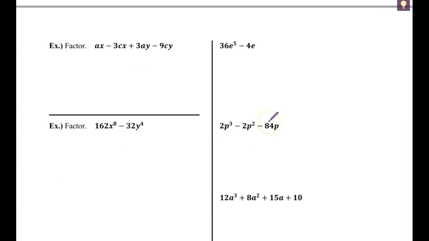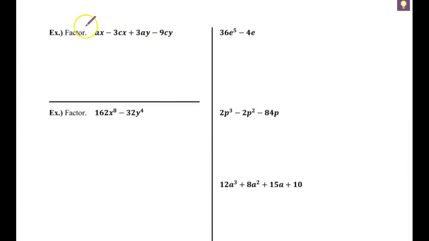Alright, so let's try some of these. This first one, we look for GCF first. So this has a coefficient of 1, so there's no GCF for the coefficients. This has A and X. This has a C and X. This does not have any X's, so there's no GCF. That's always our first question. So no GCF. Then we count the number of terms. 1, 2, 3, 4. So as soon as I see 4, I'm going to factor by grouping.